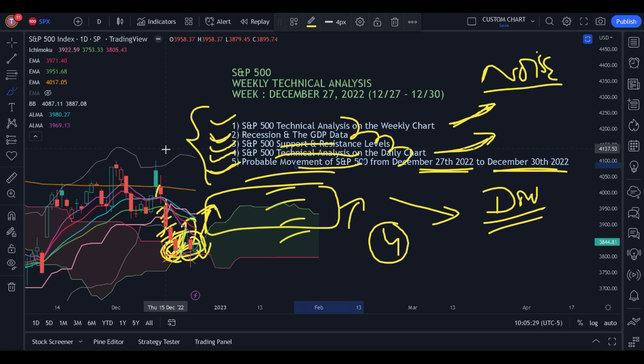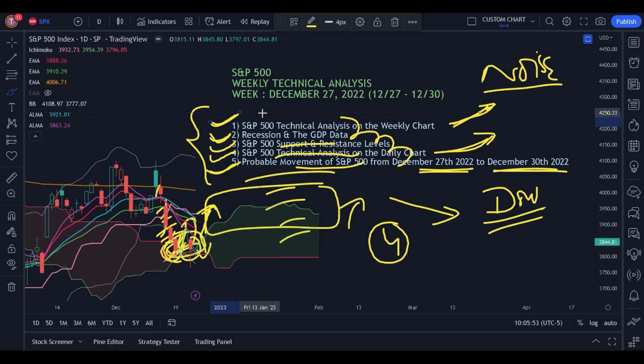And whether you are making 100% profits within a day, or whether you are losing 20-30% within a day, these profits and losses are all yours, because I do not know how you are going to interpret my S&P 500 technical analysis. Now guys, I am going to begin with the first point of our agenda, that is the S&P 500 technical analysis on the weekly chart.